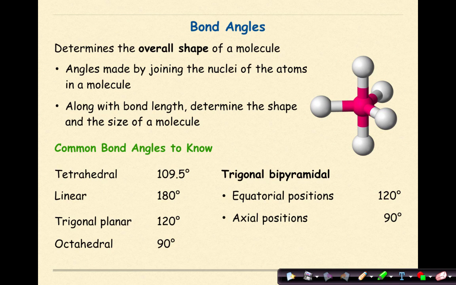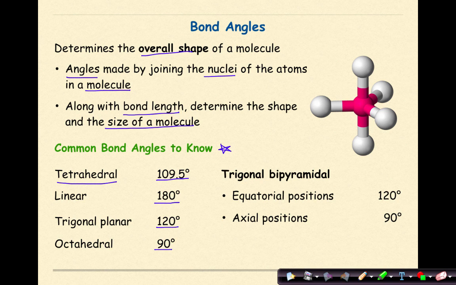Bond angles. They're going to determine the overall shape of the molecule. Angles made by joining the nuclei of the atoms in a molecule. Along with bond length, it's going to determine the shape and size of the molecule. Common bond angles to know, very important right here. Tetrahedral in general will be 109.5 degrees, linear 180 degrees, trigonal planar 120 degrees, octahedral 90 degrees.